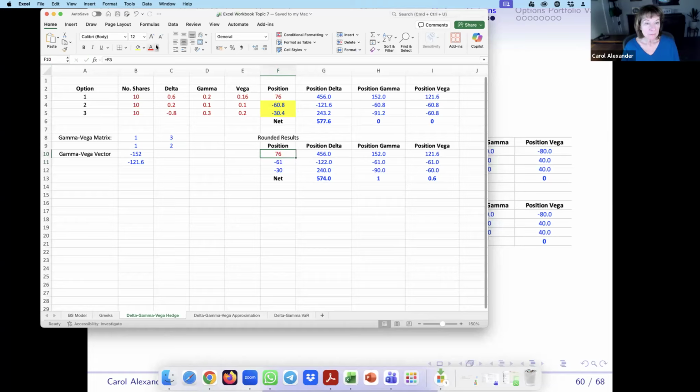So whatever position you put in here will be the same as the position here, but you'll find that because you have to round, in this case you'd sell 43 and you'd sell 22 here, you're not going to get exactly 0 for your net position gamma and vega. Okay, so that's it for now, and one more video to go.